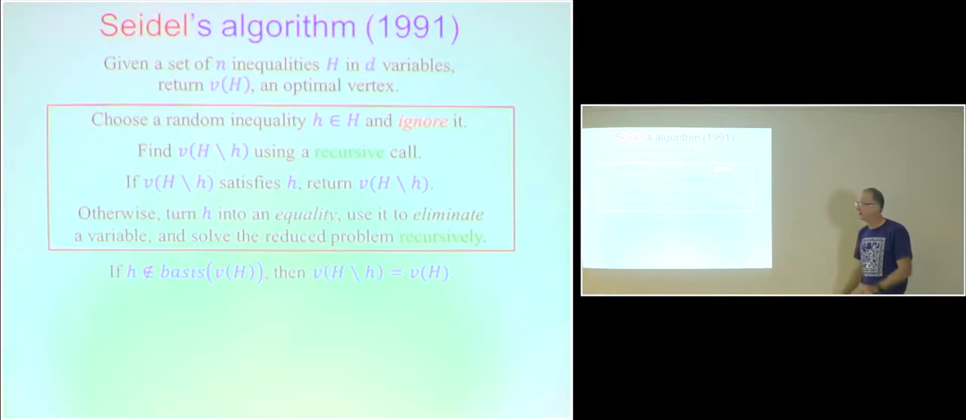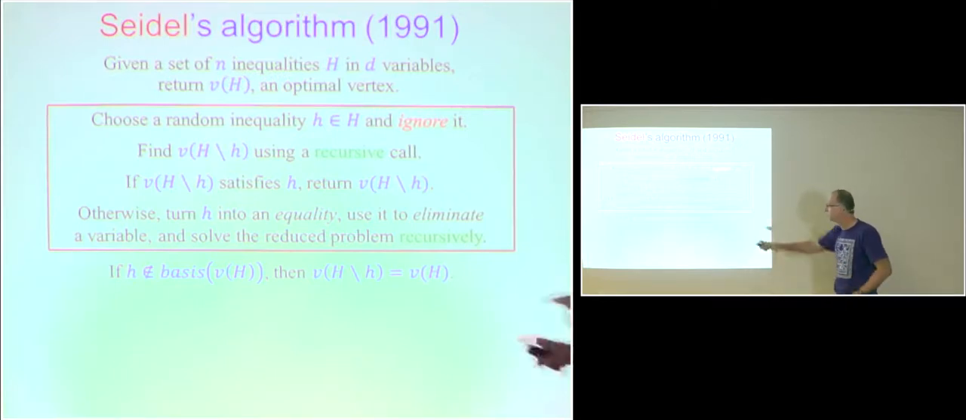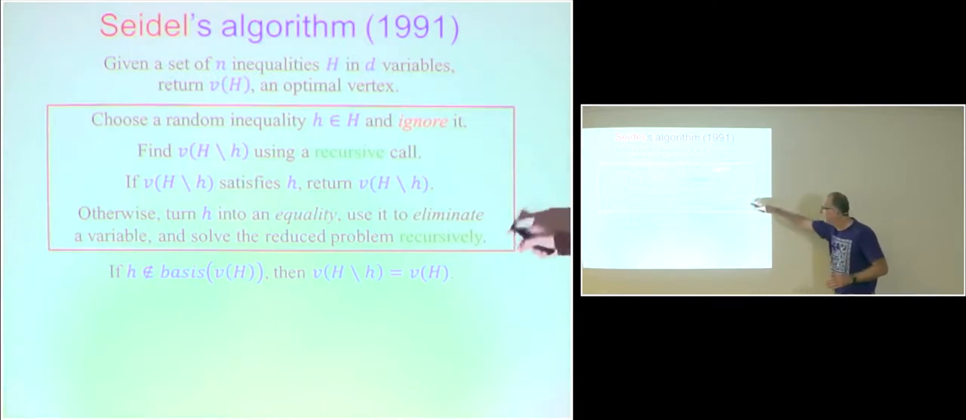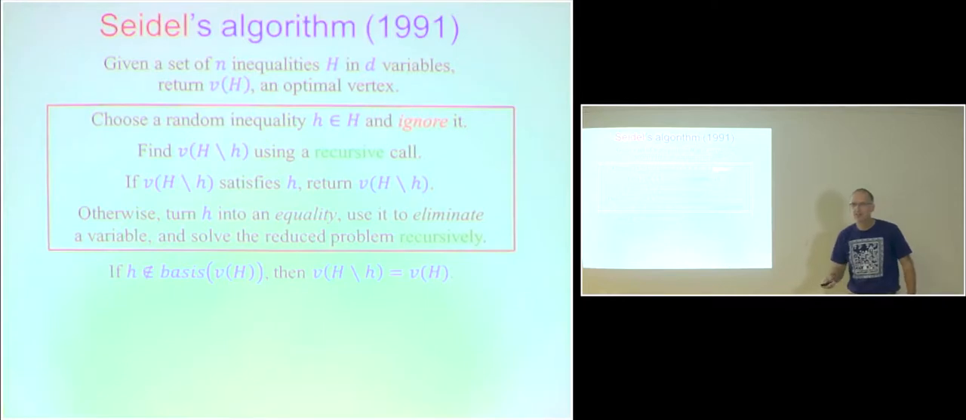Now, let's analyze this algorithm. What do we want to show? We chose a random inequality, we removed it, and if we were lucky, this was not an important inequality, and we actually got a solution of our problem. But how many important inequalities are there? At most D. If we choose an inequality which is not in the basis, then it didn't matter. When we removed it, the solution didn't change. So what's the probability that we need to do a second recursive call? It's only D over N.